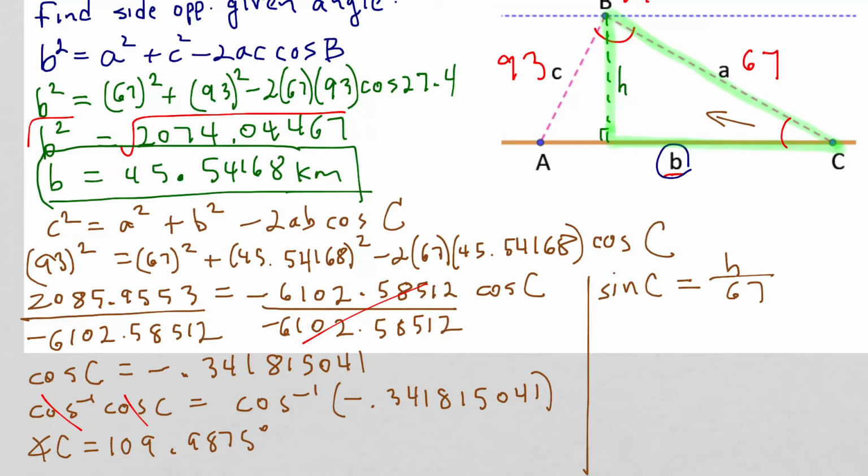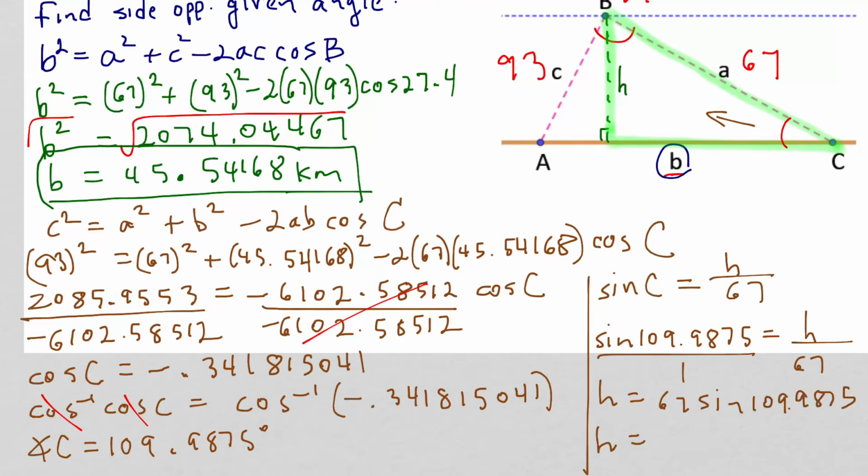So if I substitute, sine of angle C would be 109.9875, which is equal to H divided by 67. That means H times 1 is equal to 67 times the sine of that angle, and I get 62.964. We were looking for that.